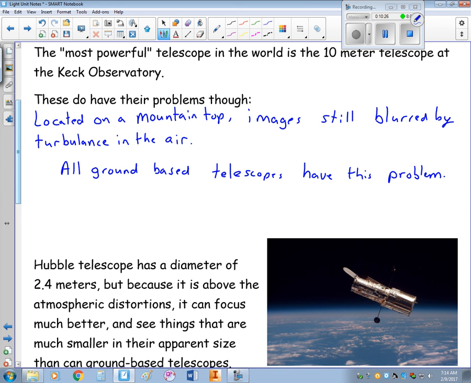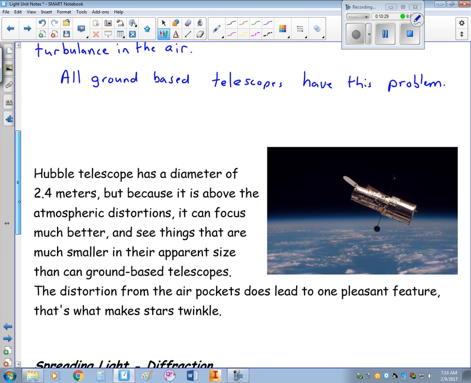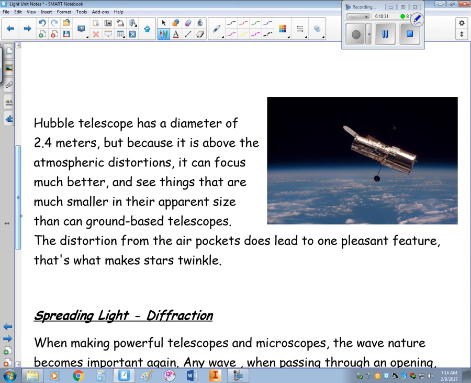To rectify this, we went to outer space. Get rid of the air. That's where the Hubble telescope comes in. You'll notice it only has a diameter of 2.4 meters, so it's significantly smaller than the Keck telescopes. However, because it's above the atmospheric distortions, it can focus much better, and it can see things that are much, much smaller in their apparent size than the ground-based telescopes can.